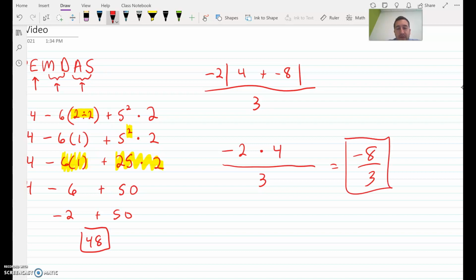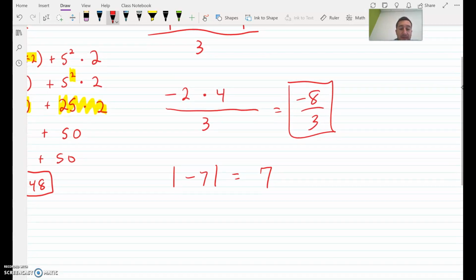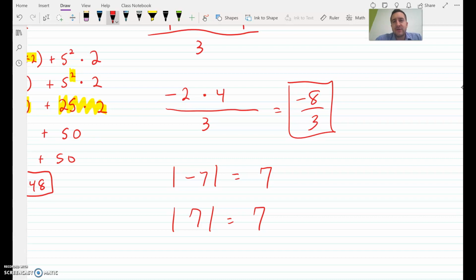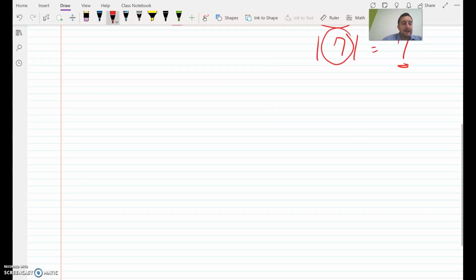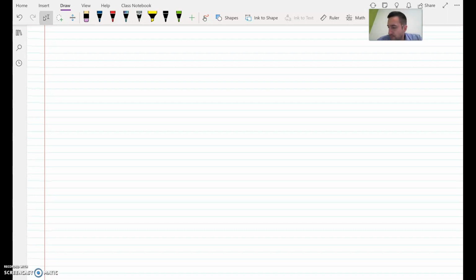So just be on the lookout for absolute value. If you have the absolute value of a negative, just remember it becomes the positive. If you have the absolute value of a positive, it just stays the positive. So don't think that you switch the sign. Absolute value is just, it shows us how far away a number is from 0. So how far away is 7 from 0? Well, it's 7. How far away is negative 7 from 0? Well, it's 7 away. Just a different direction.